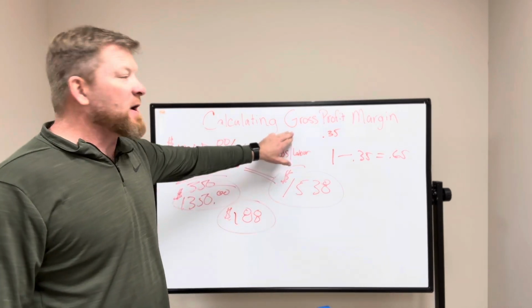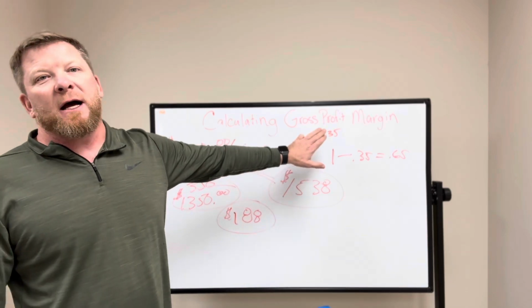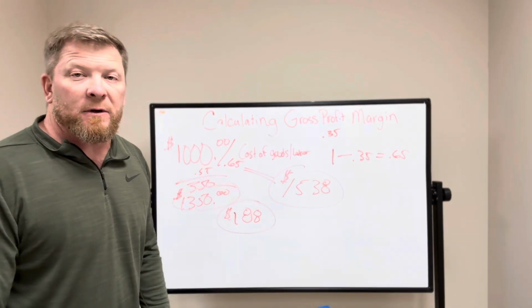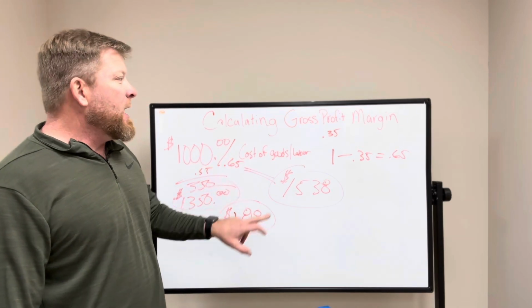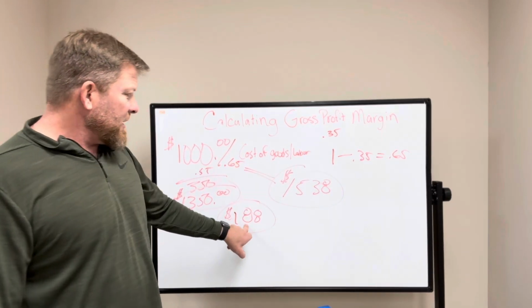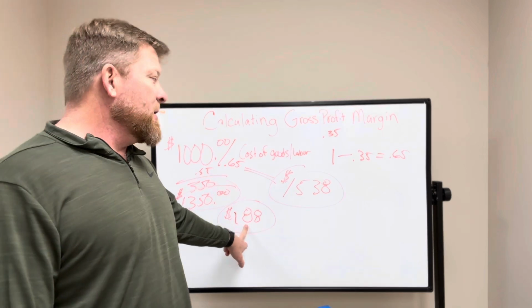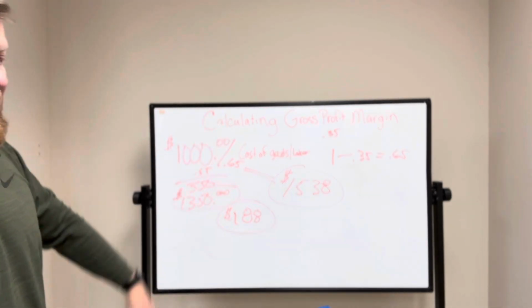But figuring your gross profit margin is the main thing, because that's where a lot of people are screwing this up. Like I said, if you're doing this like I just explained over here, and not doing it like this over here, you're missing out on $188 per sale, which whatever percentage of difference that is, I don't know, but it's too much.